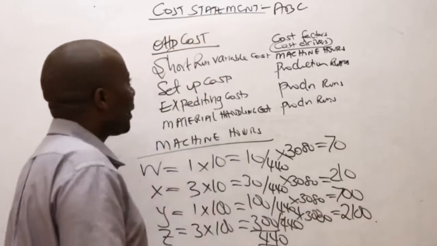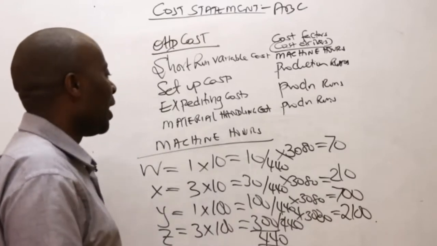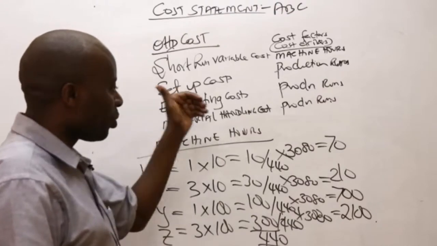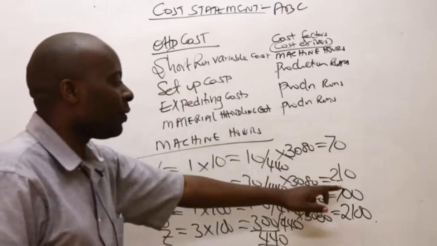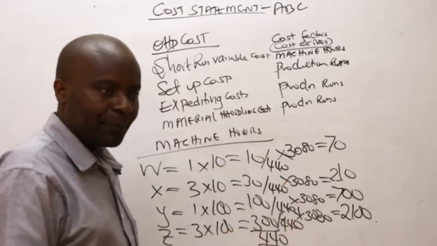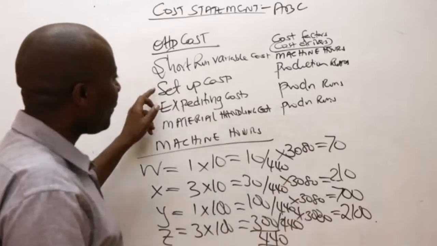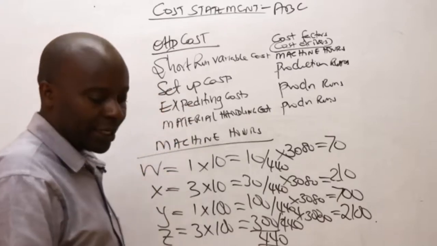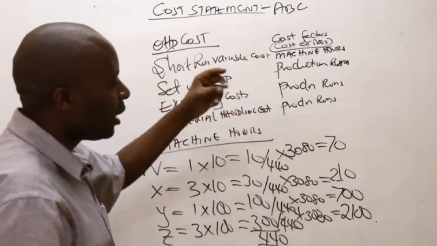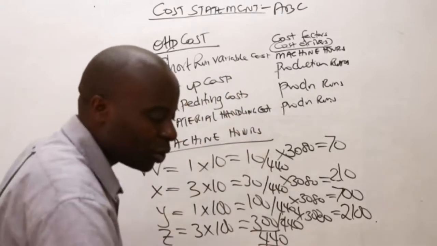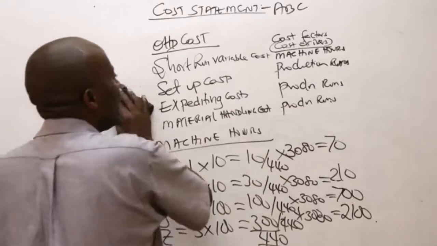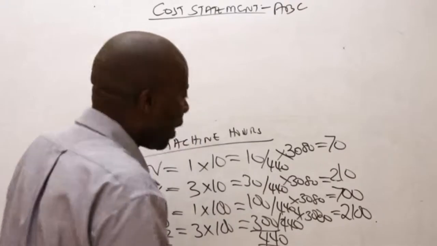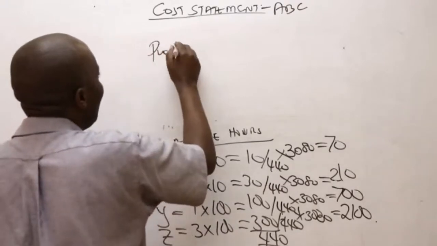So ladies and gentlemen, I'm learning something very good here. I'm learning that the short-run variable cost overheads, we've got these particular values for each of the products. So we go to the next item, which is the setup cost. For setup cost, they want us to use production runs. So we have number 2, production runs.